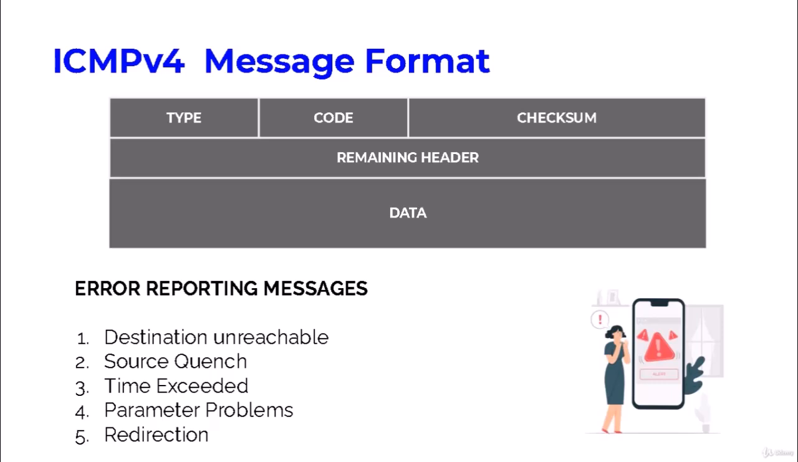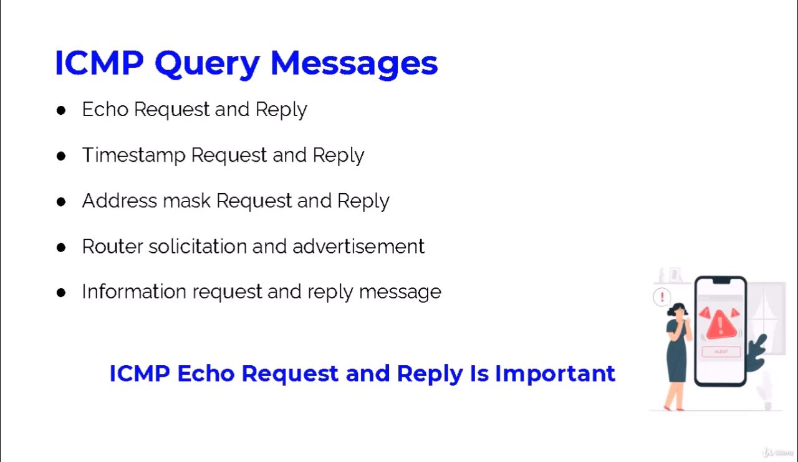Let's conclude our lecture with ICMP query messages. ICMP can diagnose some of the network problems. This is in addition to the error reporting feature. Such a diagnosis is done through the query messages. Query messages are a group of different pairs of messages as you can see on the screen: echo request and reply, timestamp request and reply, address mask request and reply, router solicitation and advertisement, information request and reply messages. ICMP echo request and ICMP echo reply are very important. So what are these messages?